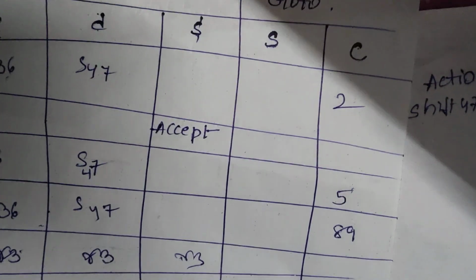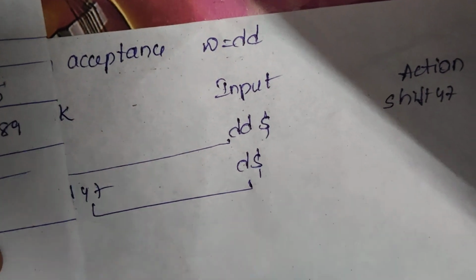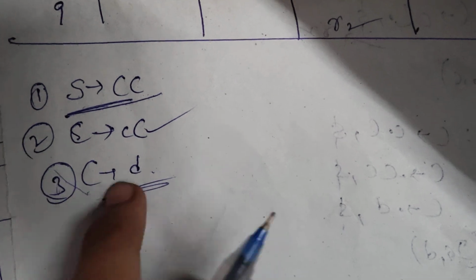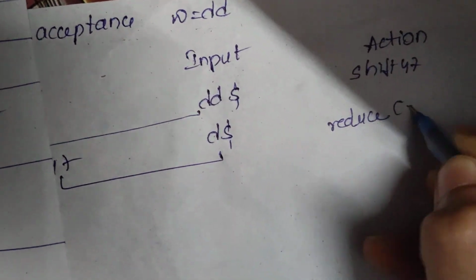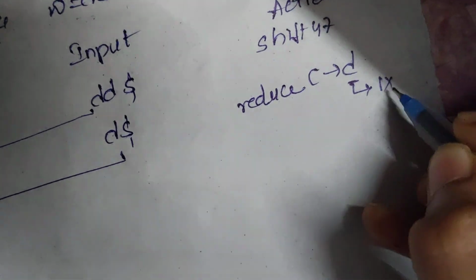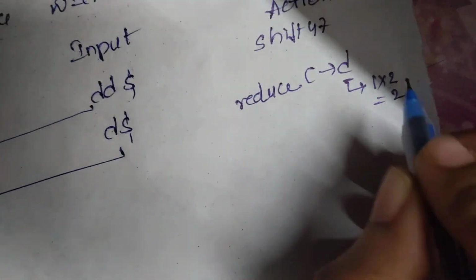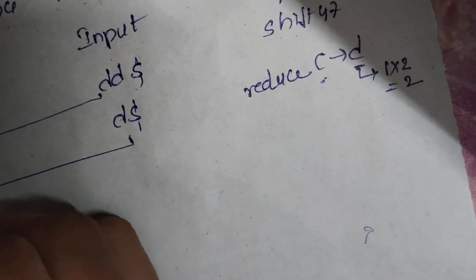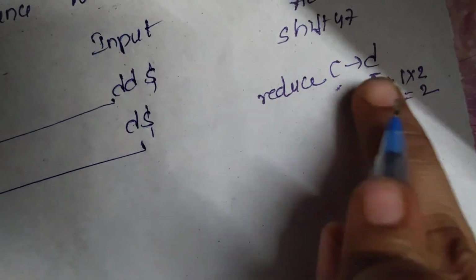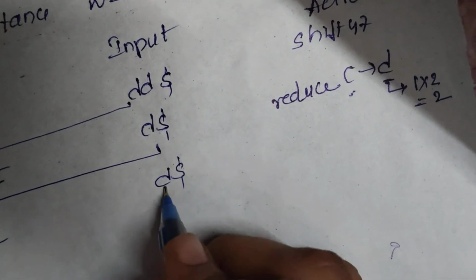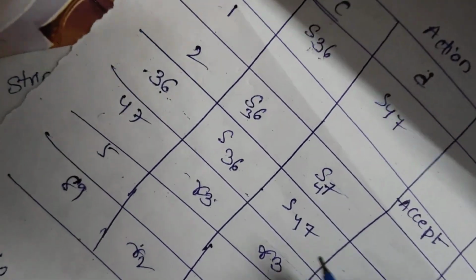What is 47 and D? 47 and D is reduce. What is reduce? R3, right? Reduce by the third production. What is the third production? This is our third production, that is capital C producing D. So you need to check the right side elements. How many? The length of the right side is 1. So you just need to multiply it with 2. So it will be 2. So you need to pop 2 elements and push this C. This one and this one you need to pop. So pop these 2 and push this C. So you will get C, D. This will remain the same.